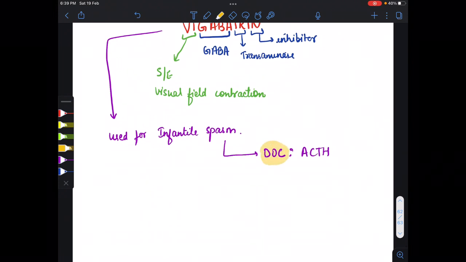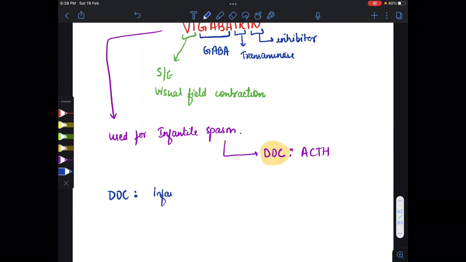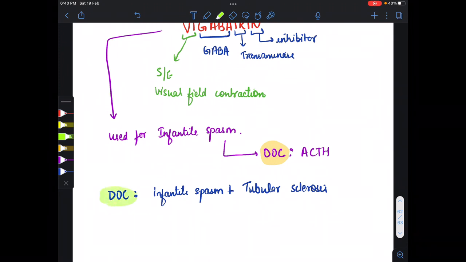So vigabatrin is the drug of choice for infantile spasm plus tuberous sclerosis. It is the drug of choice for these two purposes, that is infantile spasm and tuberous sclerosis. So the drug of choice is vigabatrin.